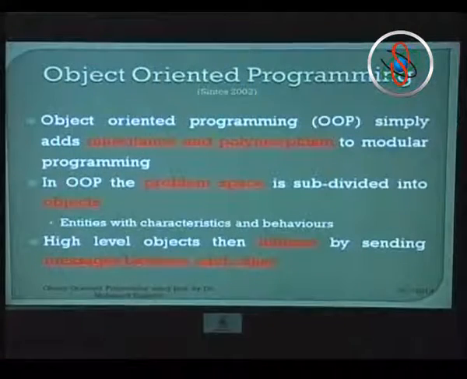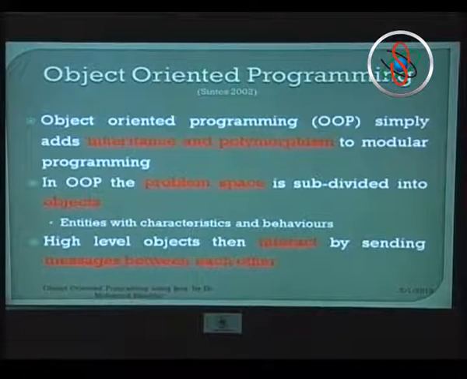So if we need to speak about object-oriented programming, it uses all the previous things defined by structured and procedural programming, and it adds more. What are the things added by object-oriented programming? We talked about them before: encapsulation, inheritance, polymorphism, and others.